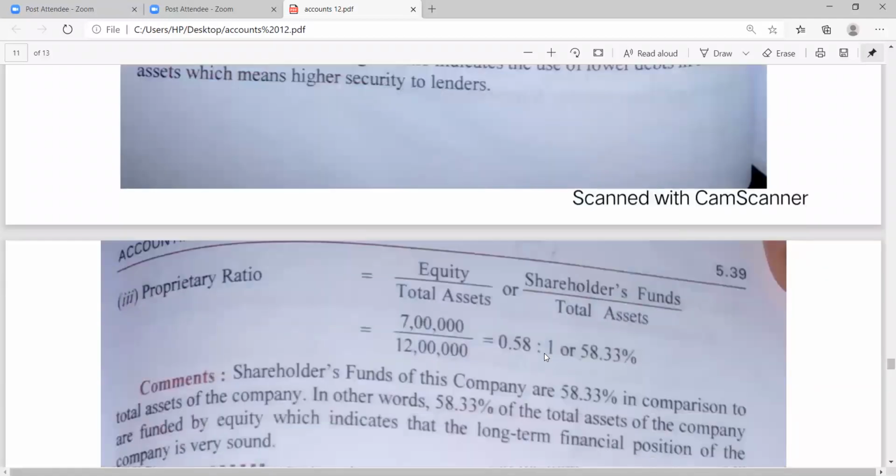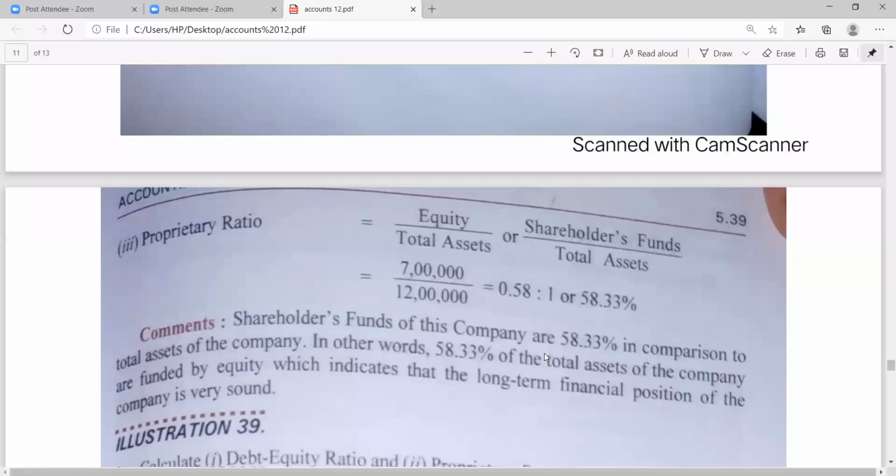Next one is the proprietary ratio. Equity upon total assets. We have calculated the equity here, and you have calculated the total assets as well. By putting the values in the formula, you will get the proprietary ratio. Then the shareholder fund of the company is 58.33%. It may be given in percentage or as a ratio as well. In other words, 58.33% of the total assets of the company are funded by the equity, which indicates that the long-term financial position of the company is very sound.